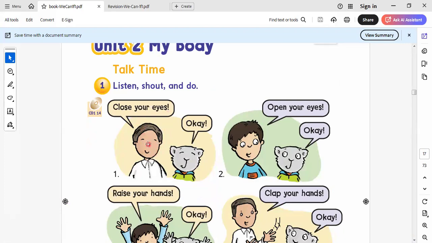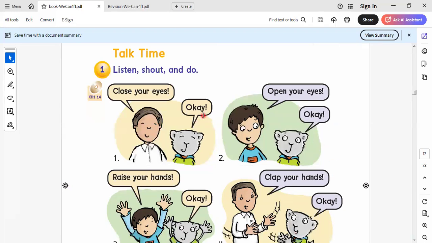Close your eyes. When I say someone close your eyes, like this one. Can you remember when we say open the book and close the book? Here we say the opposite of this, which is in our body: close your eyes or open your eyes. This boy is closing his eyes, and another one is opening his eyes. We say this is an instruction, and we reply by saying okay.